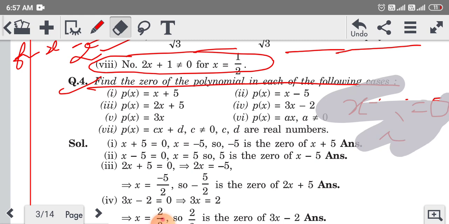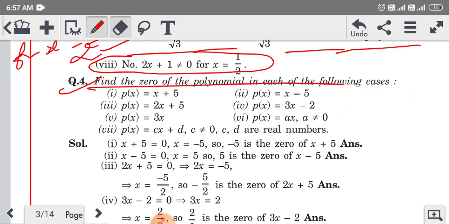तो let us do something. So कहते हैं first p(x) = x + 5. सो second है p(x) = x − 5. Third है p(x) = 2x + 5, and fourth है p(x) = 3x − 2, fifth है p(x) = 3x, sixth है p(x) = ax, a is not equal to 0, seventh p(x) = cx + d, c is not equal to 0, and c and d are real numbers.